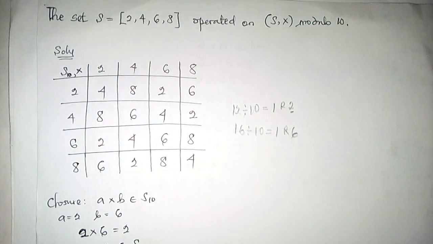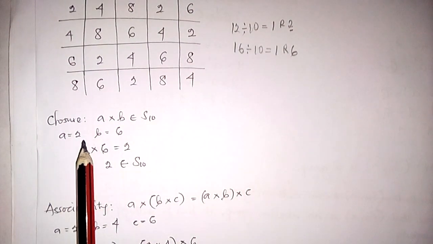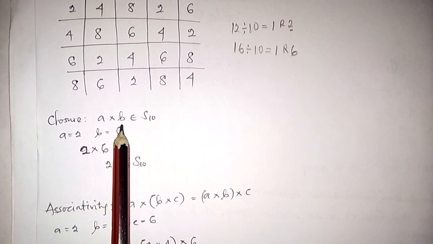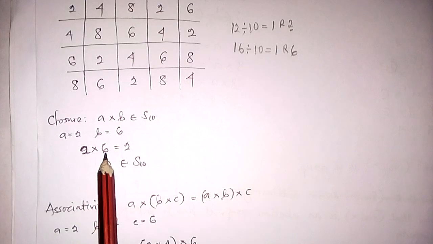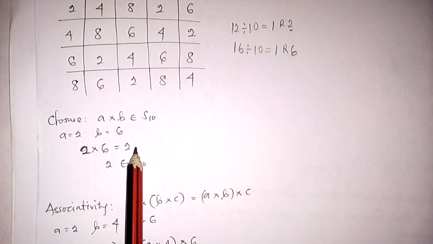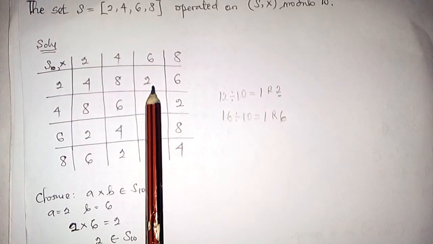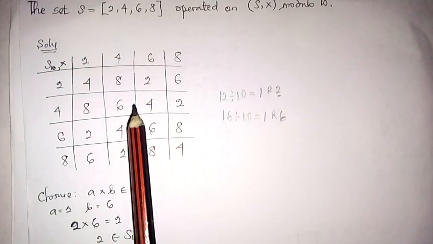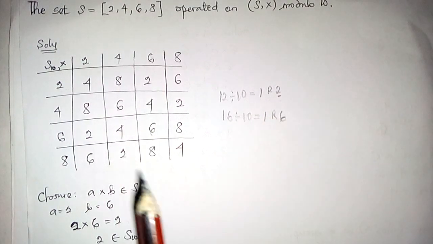So first of all, we perform the closure operation to show it is a group. Closed. A times B. A is 2, B is 6. 2 times 6 equals 2. From the table, we have 2 times 6 equals 2. Remember, we give the reasons why. We have 12 divided by 10, 1 remainder 2. We give the remainder here.